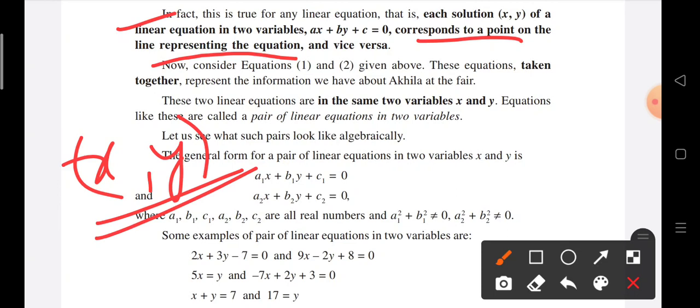Okay, geometrical representation of that line, with different points on that line, are the solution and vice versa. Okay, now consider equations 1 and 2 given above. These equations taken together. Now what are these equations? Taken together, they represent the information we have about Akhila at a fair.